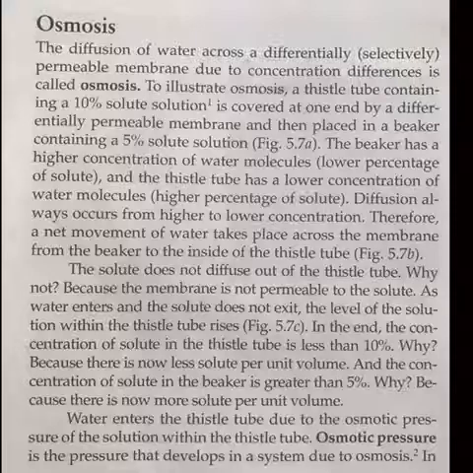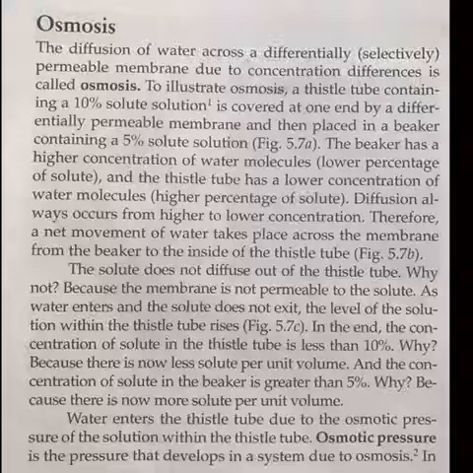Diffusion always occurs from higher to lower concentration. Therefore, a net movement of water takes place across the membrane from the beaker to the inside of the thistle tube. The solute does not diffuse out of the thistle tube. Why not? Because the membrane is not permeable to the solute. As water enters and the solute does not exit, the level of the solution within the thistle tube rises.